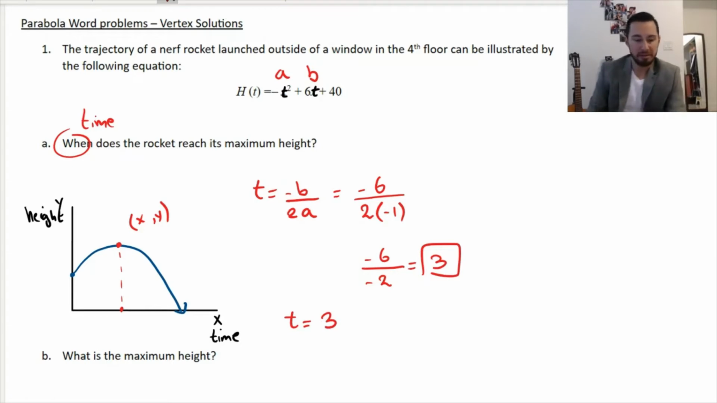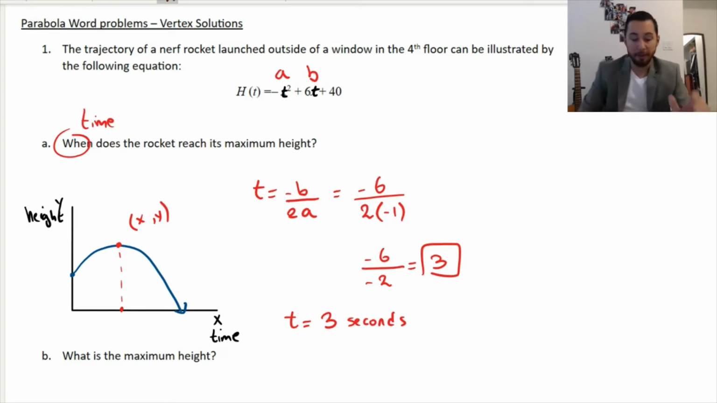3 what? In this case, it could be 3 seconds, right? Some value of time. So when does it happen? It happens at 3 seconds. And the important thing here is that if we answer in a complete sentence, then I know whether this makes sense or not. I can't answer when does the rocket reach its maximum height and answer at 3 meters, right? Because they're asking me when in time.